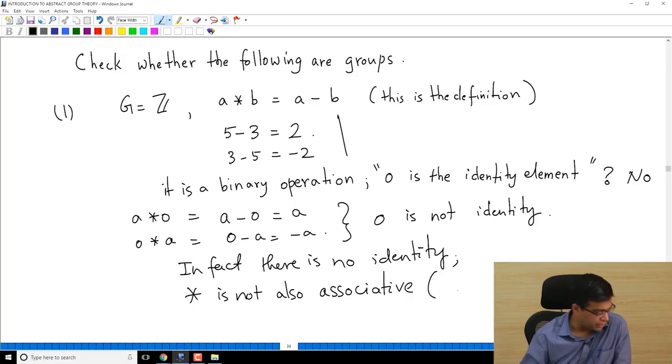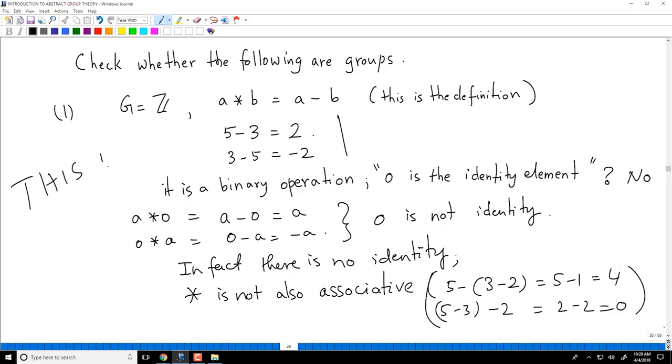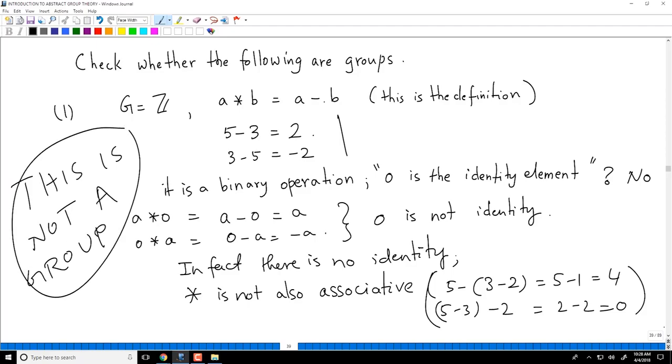Okay. So, I will simply write here. For example, if you do 5 minus 3 minus 2 as 5 minus (3 minus 2), that is 5 minus 1, that is 4, whereas (5 minus 3) minus 2 is 2 minus 2, which is 0. Okay. So, it is not associative. So, this is not a group. So, this should suggest to you that the operation is very important, right? Subtraction is a very natural operation, but under it the integers do not form a group.